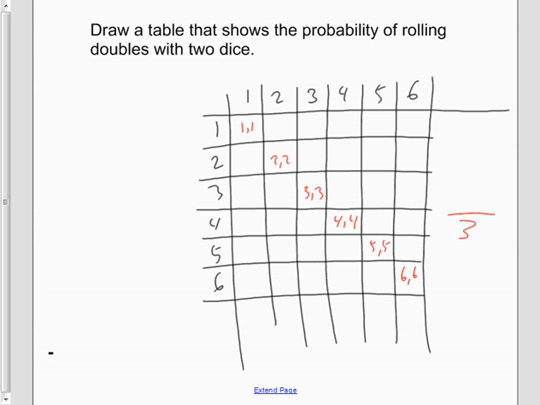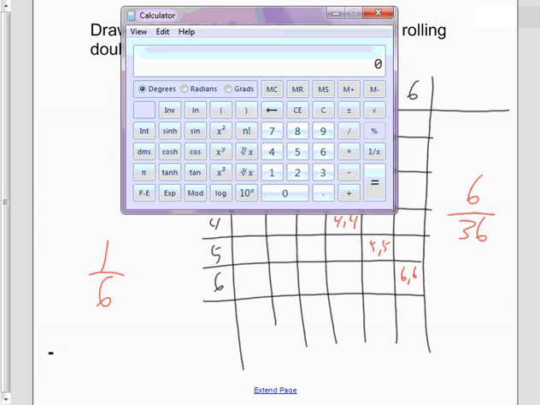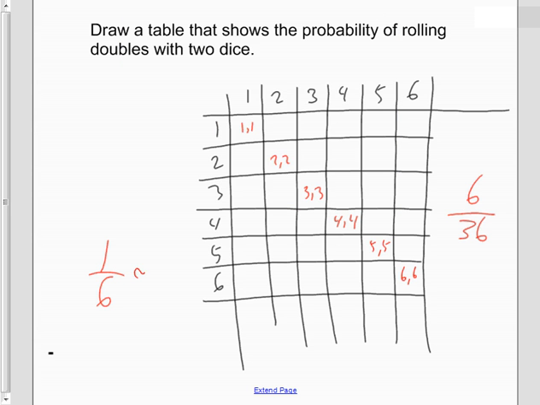So out of the 36 possible combinations that are there, 6 of them are doubles. So for this one, you could say there's 6 out of 36, or in lowest terms, 1 out of 6, or as a percentage, roughly 16.6%, or approximately 17%. Or you could have also said 16.7%, because you could have rounded this one up to a decimal place. Okay.